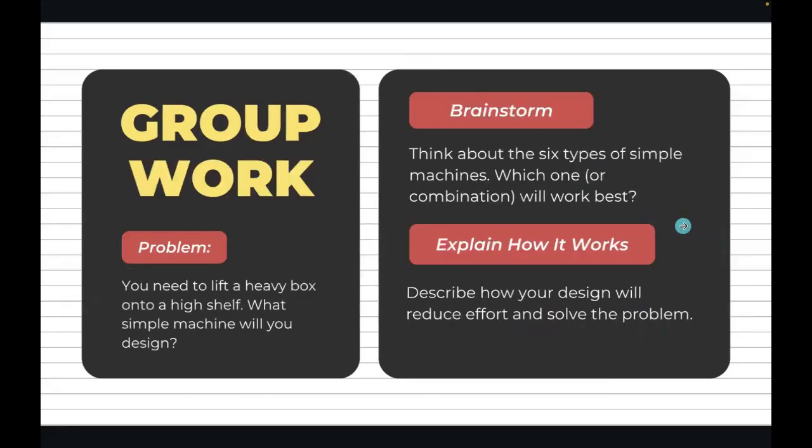I want you guys to look at this problem, which I'm about to read out. You need to lift a heavy box onto a high shelf. Think of what simple design you would use. Engineering is all about problem solving, so think about the six types of simple machines and which one, or which combination of them, you think will work best.